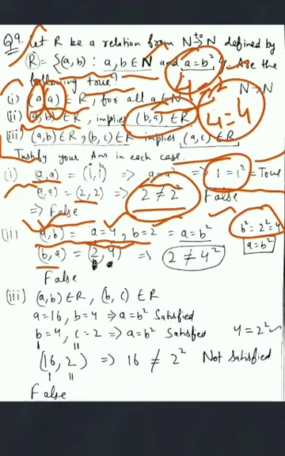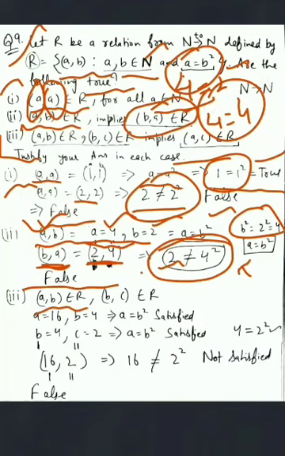Now see that (b, a) means domain will be range and range will be domain, (2, 4). When you put here the 2, then you will get it's not equal to 4 square. So the condition is not satisfied. The second is also false.